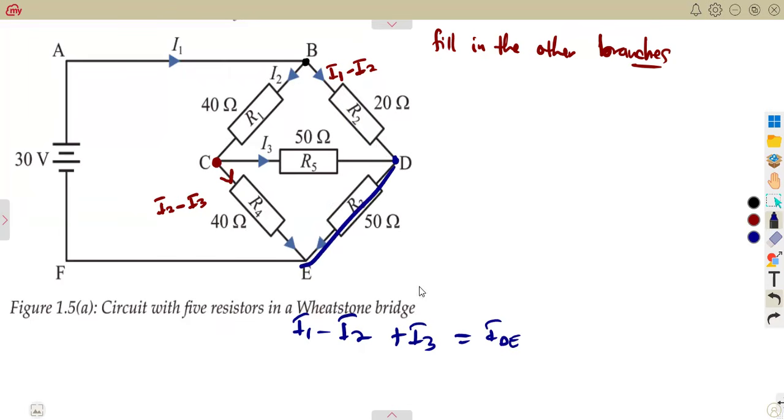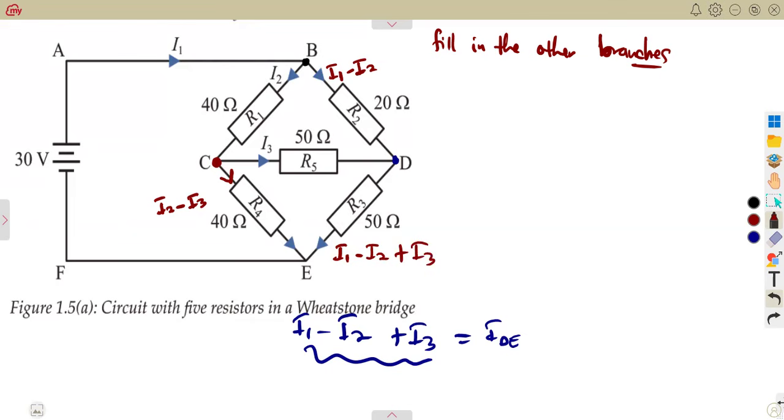This one is the current in the branch of DE. Currents flowing towards the junction, going to D, must be equal to this one, away from D. So this branch of DE, the current flowing is going to be given by this expression: I1 minus I2 plus I3.